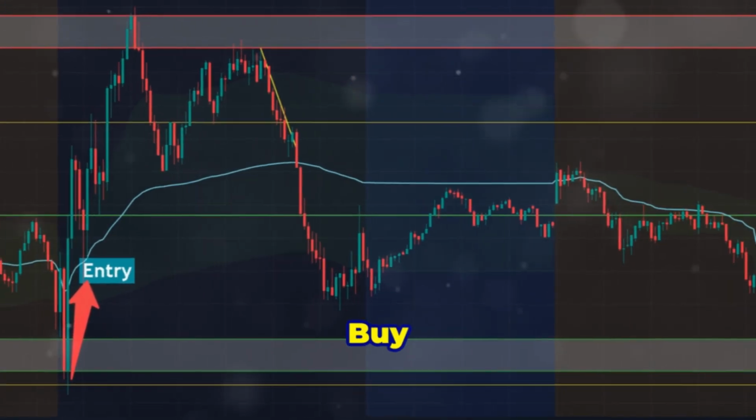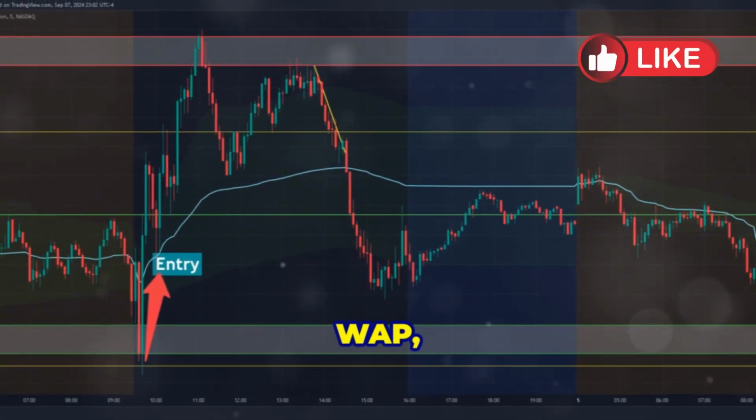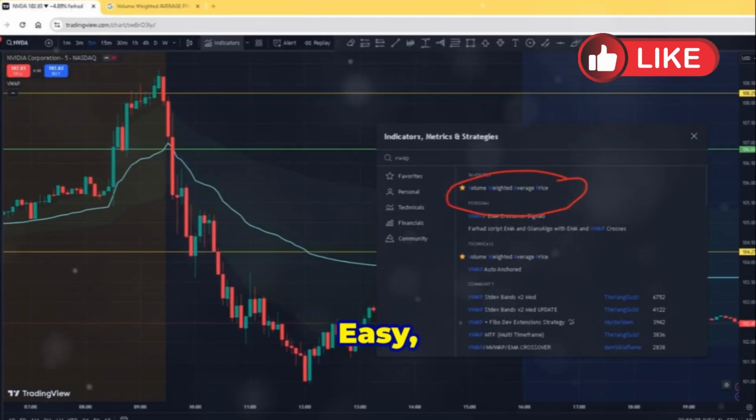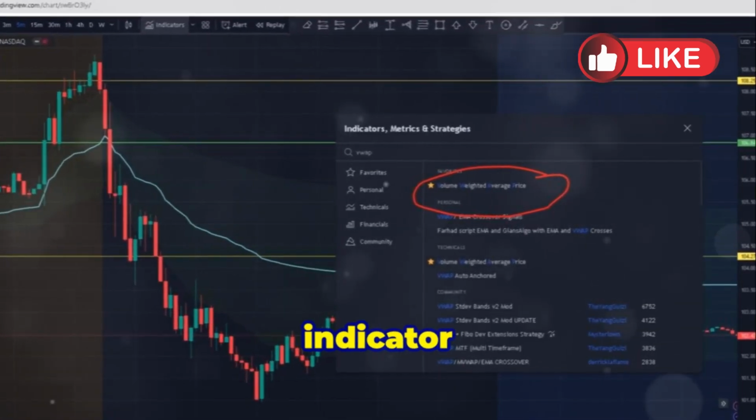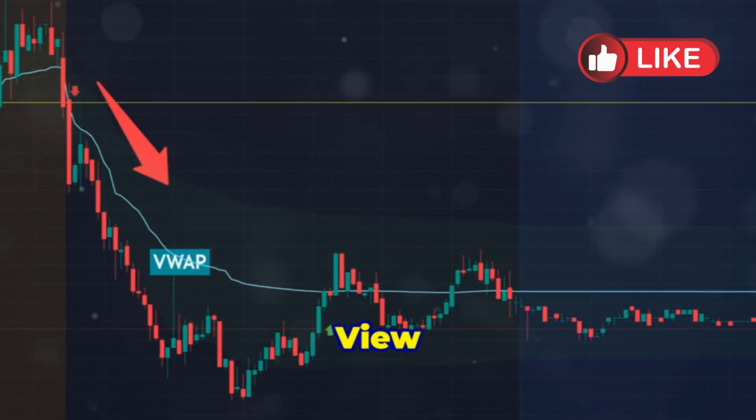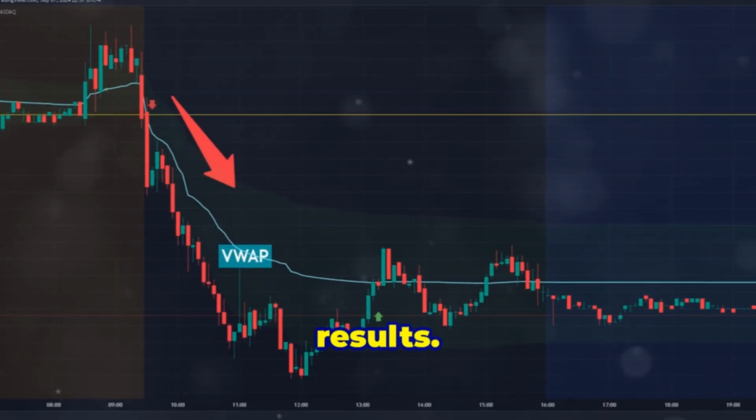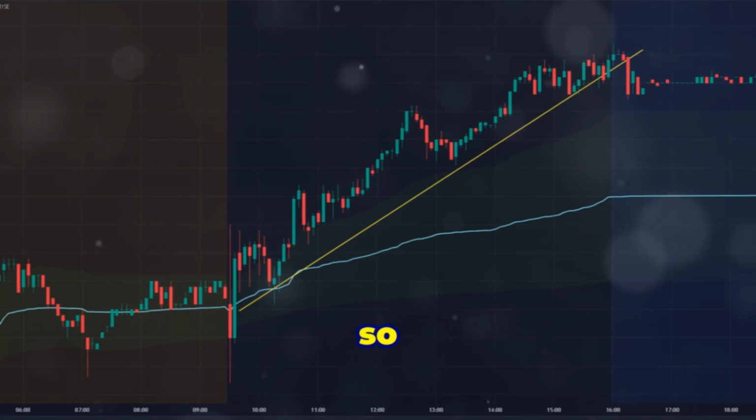Here's a tip. Buy when the price crosses above VWAP and sell when it dips below. Easy, right? Remember, no indicator is foolproof. Use VWAP along with other tools for the best results. Practice makes perfect, so keep at it.